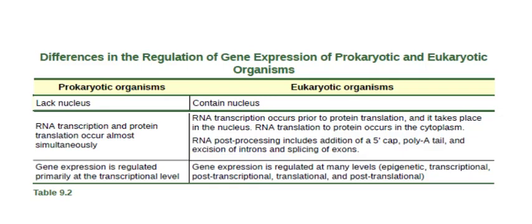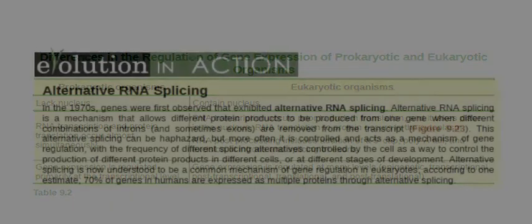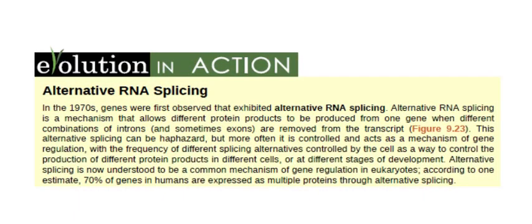Let's take a look at change in action, evolutionary change in action. Alternative RNA splicing. In the 1970s, genes were first observed that exhibited alternative RNA splicing. Alternative RNA splicing is a mechanism that allows different protein products to be produced from one gene when different combinations of introns and sometimes exons are removed from the transcript.